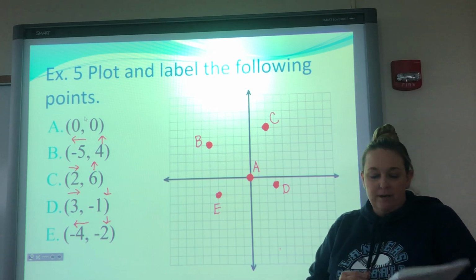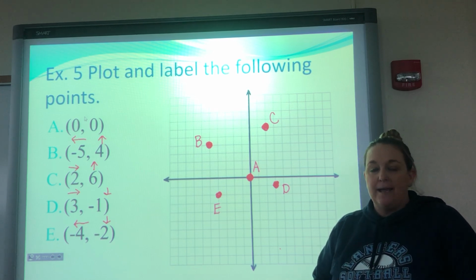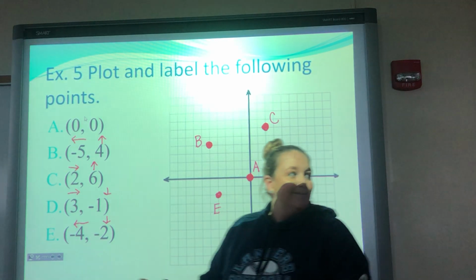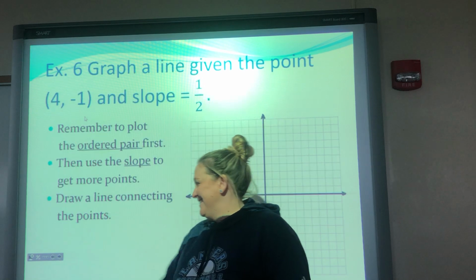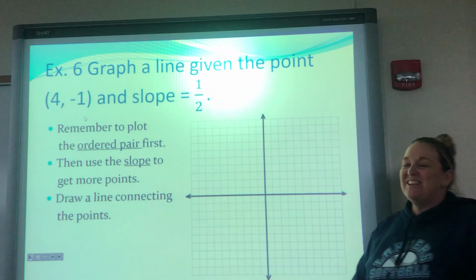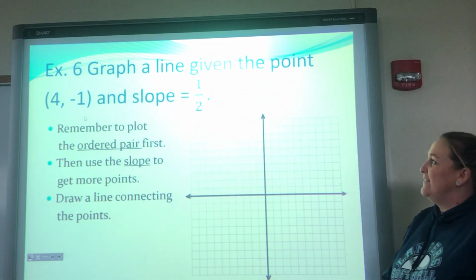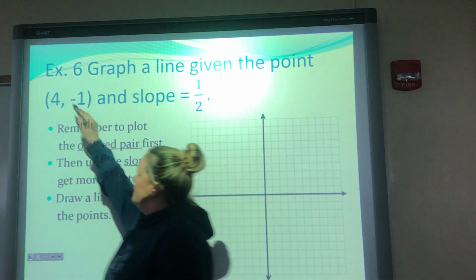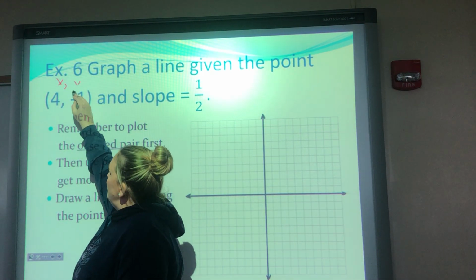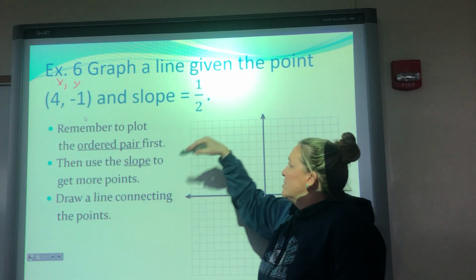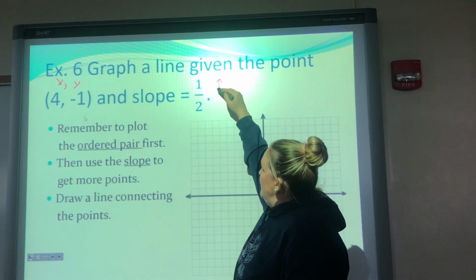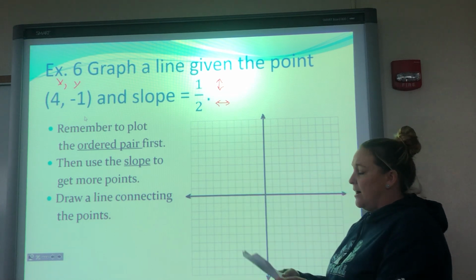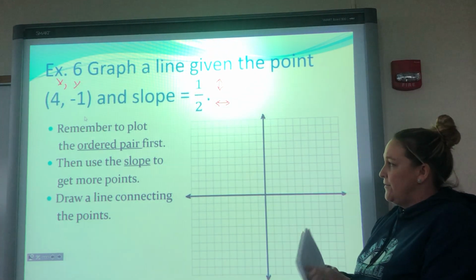So the last thing we're gonna do in this lesson today is combine plotting a point and then counting slope. So it says, graph a line given the point. Be really careful, point is x comma y, and then doing the slope, which is our up and down movement, and then our left and right movement. And we have some steps on here for you. So I think you have a few blanks to fill in.